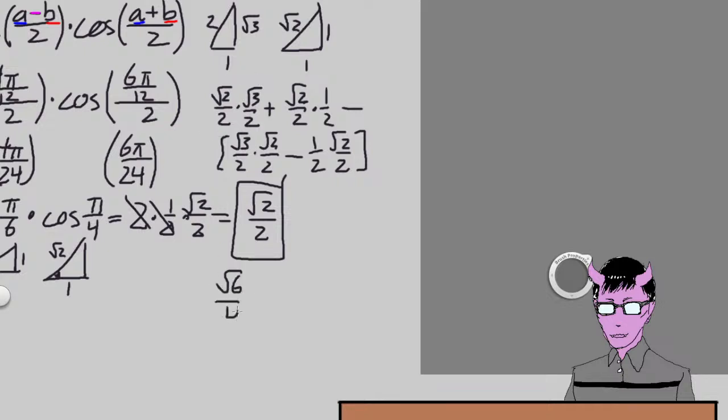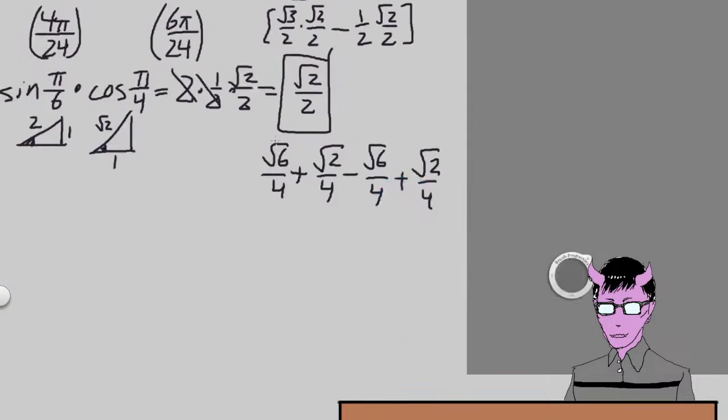Root 6 over 4 plus root 2 over 4. Whoops. And then minus this one, so it's going to be minus root 6 over 4. And then minus a minus gives us a plus. That's going to be root 2 over 4.